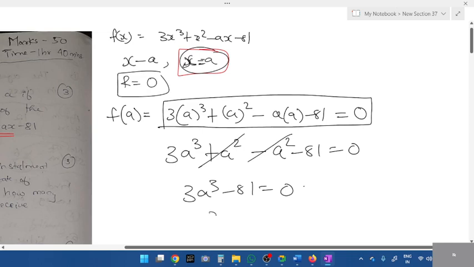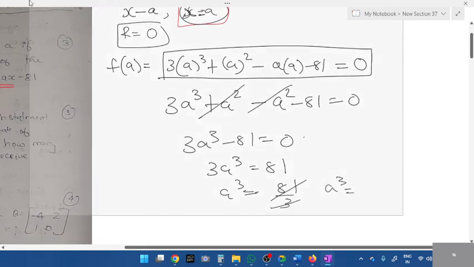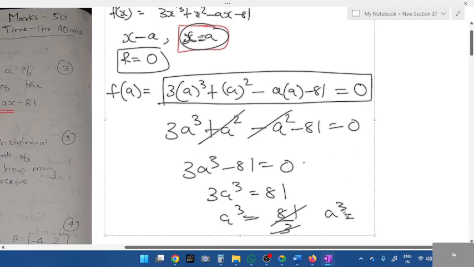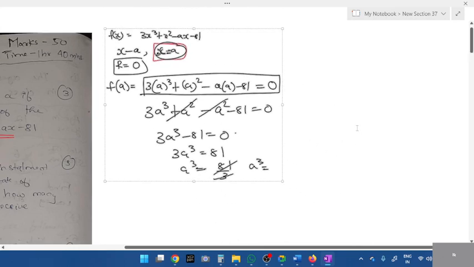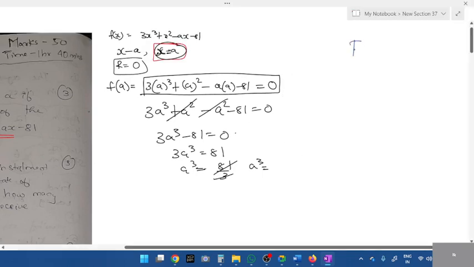What happens to minus 81? Plus. Yes. Next, a cube. What happens to 3? So divide. How many times it goes? So it's factor. Very good. Factor. Exactly. Answer is 3. So we used factor theorem.